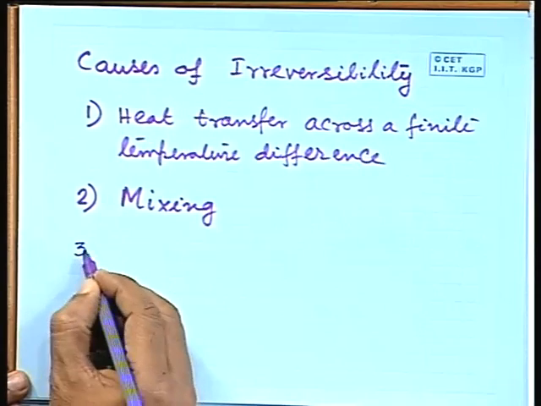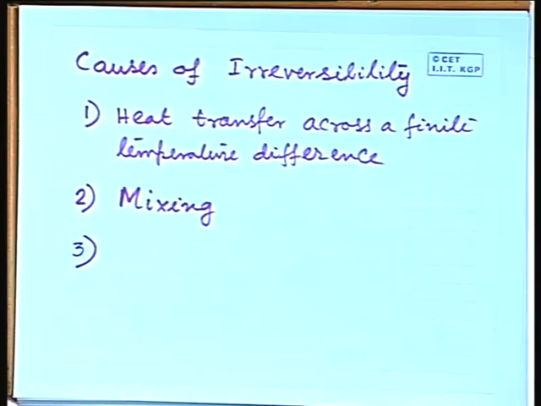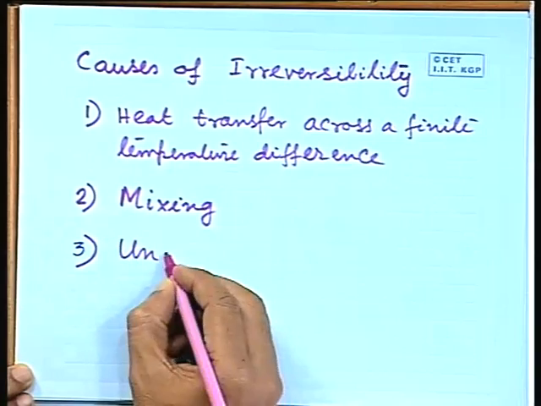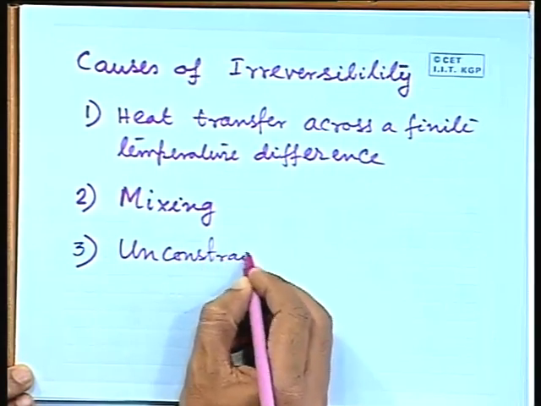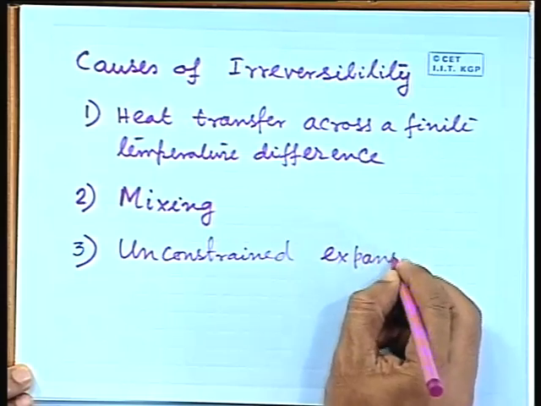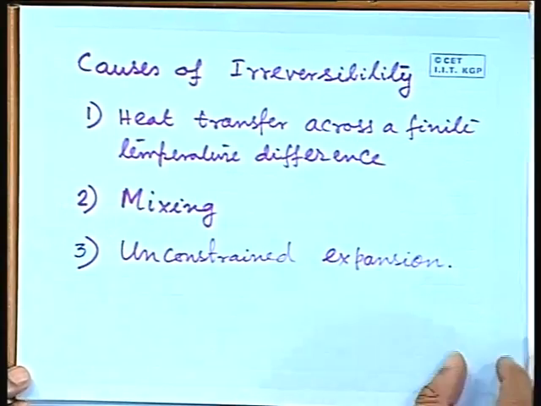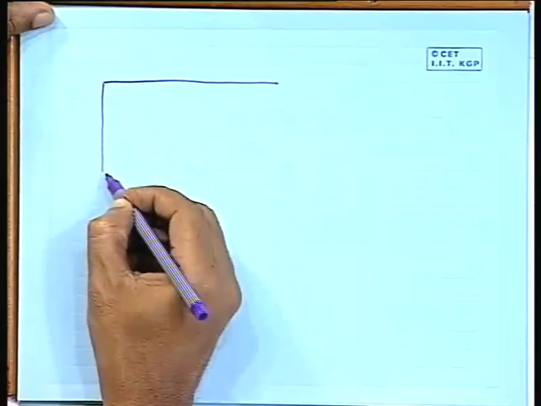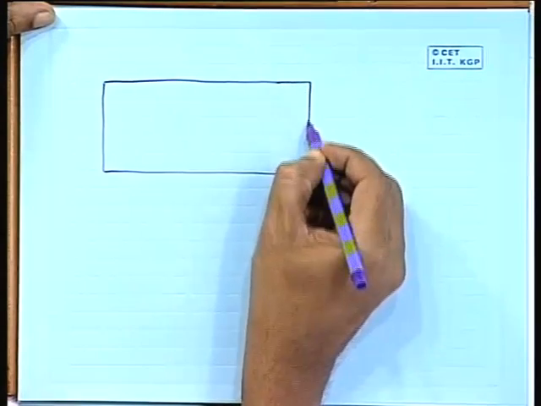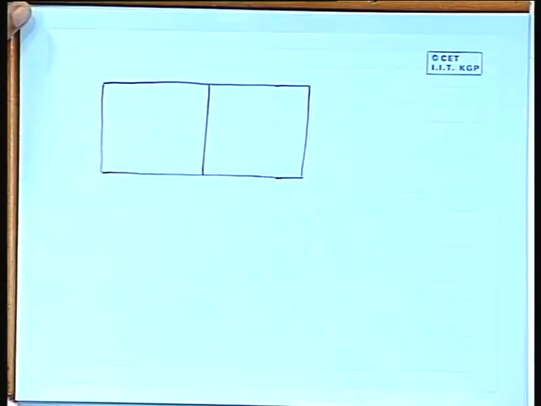Third, we can name unconstrained expansion. So this also causes irreversibility. Let me explain the last item. Let us say we have a compartment like this, and in this compartment there is a partition. So basically in this compartment we have two chambers.